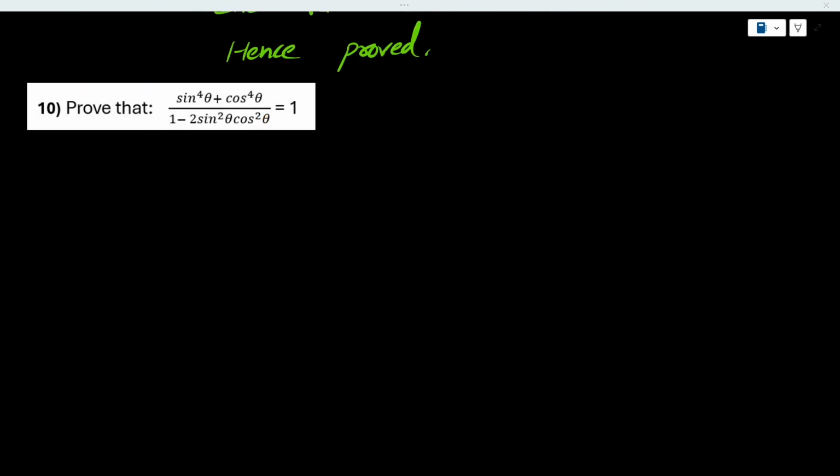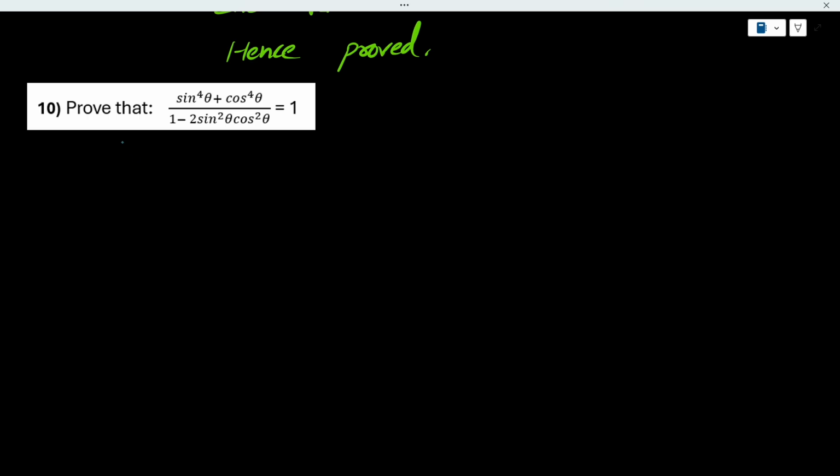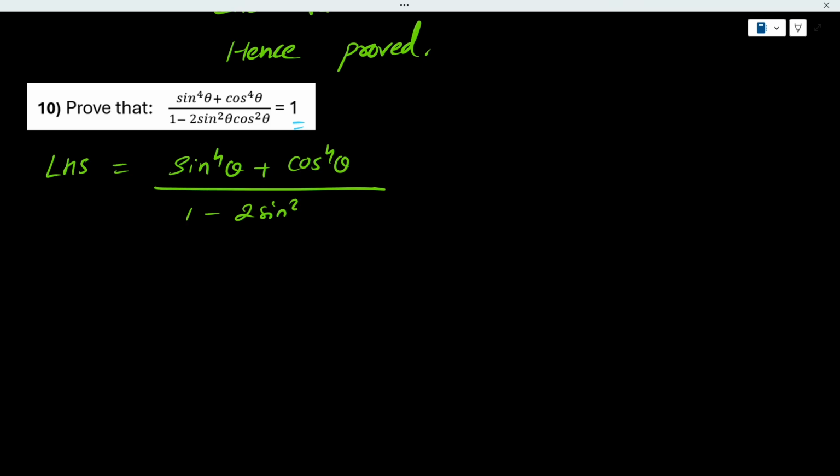Now this is your next question. Let us see how we are going to do it here. This is given here. Prove that left hand side equals 1, right? So how are we going to start here? Start with the left hand side, which is given as sine to the power 4 theta plus cos to the power 4 theta by 1 minus 2 sine square theta cos square theta.